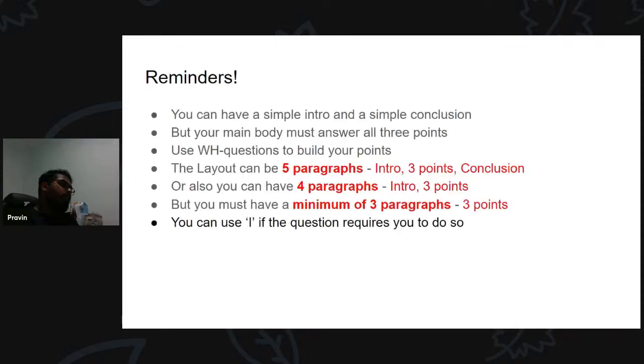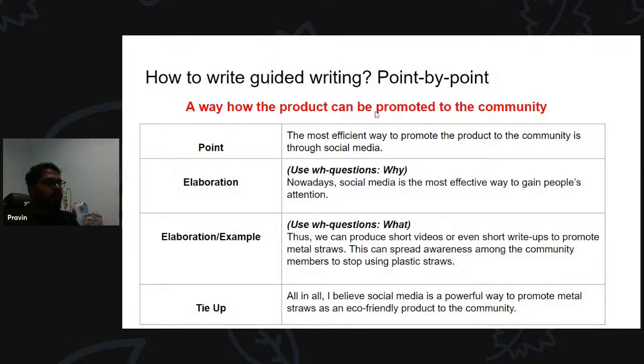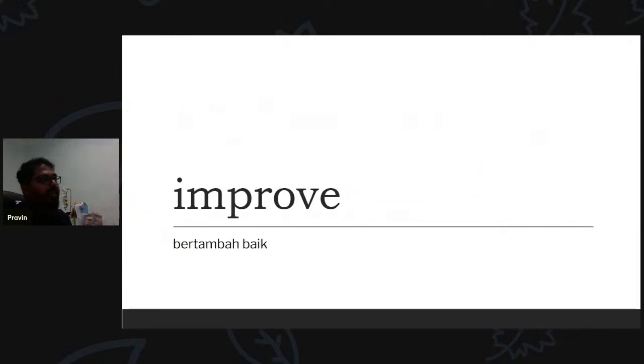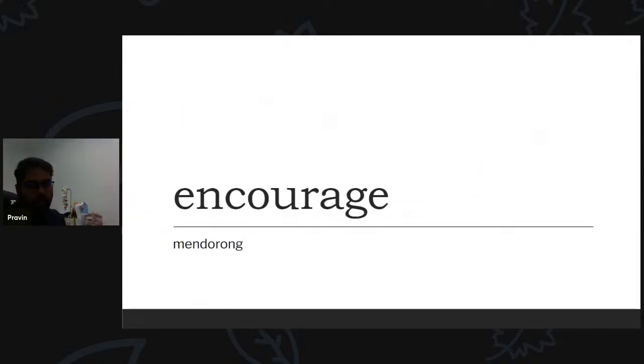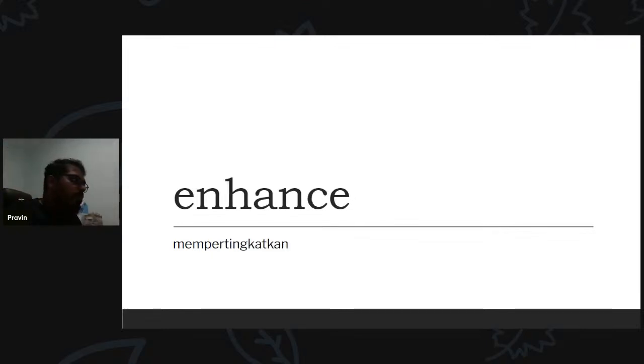Okay, an example here. A way how the product can be promoted. So you can say nowadays social media is the most effective way to gain people's attention. We can use social media to encourage people to use metal straws. That's an example. You will use this word encourage because it means to motivate. Tomorrow, when you're writing and you run out of ideas, you think, oh, encourage. Try to put it in your sentence.